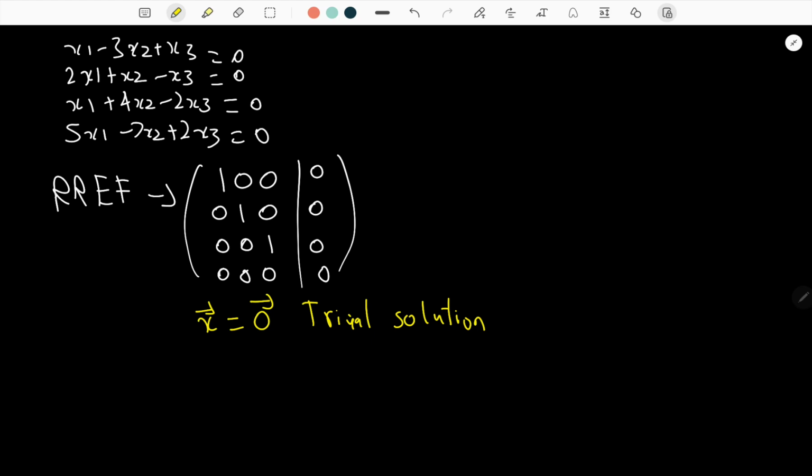The other solution you can get with a homogeneous system is infinitely many solutions, which is the same as what we did with the normal linear system.